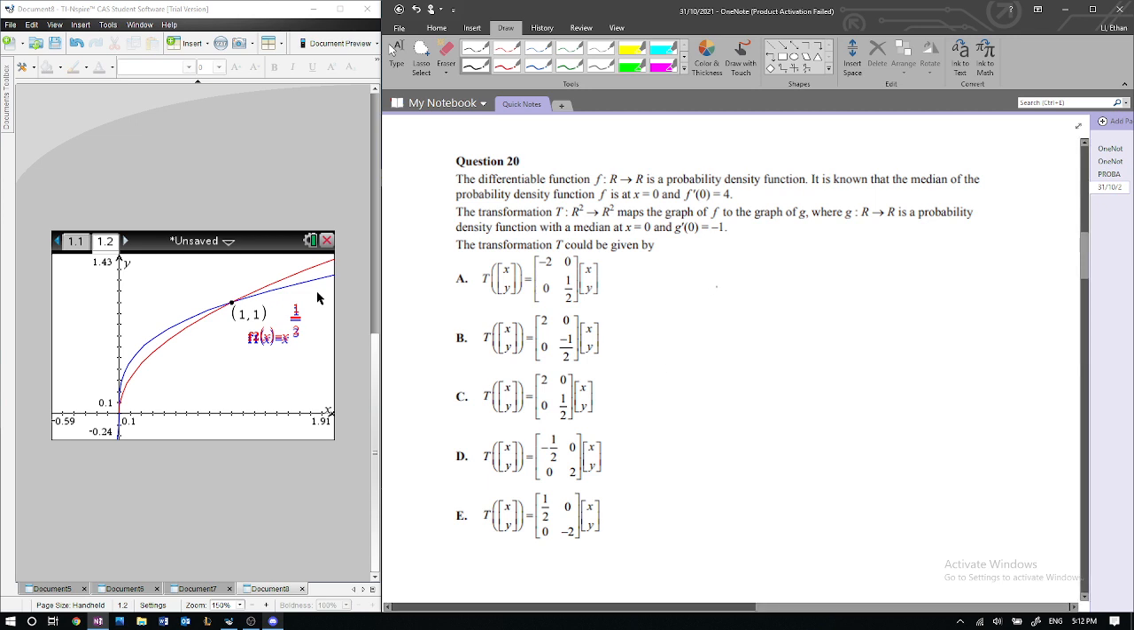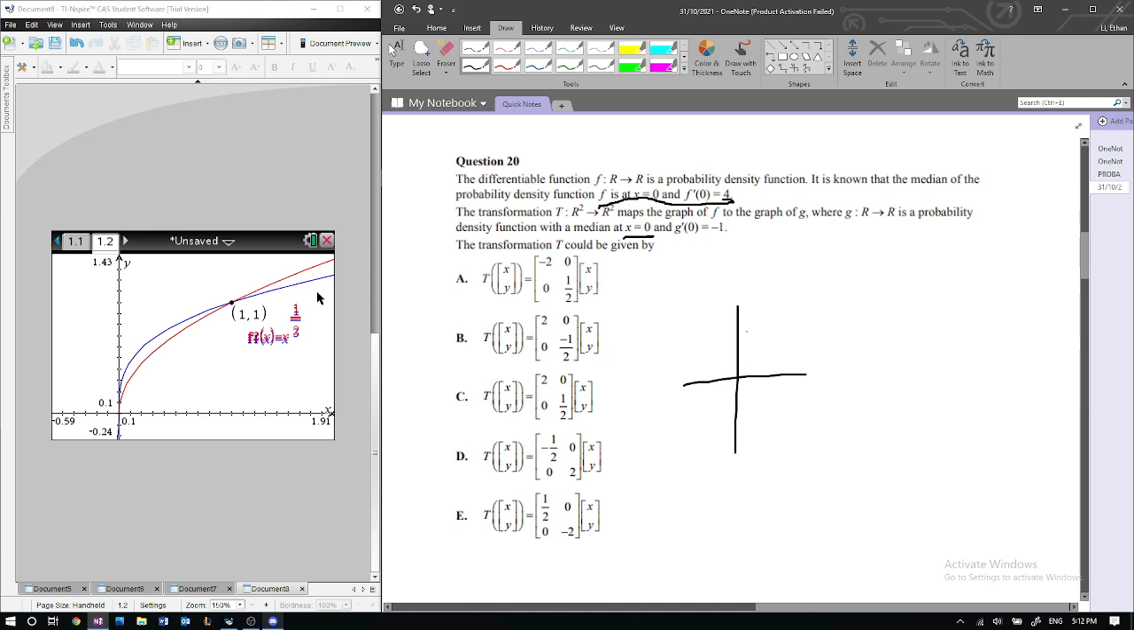So first of all, you get the piece of information that median of f is at 0 and the gradient is 4. So the median doesn't really matter because the median is the same for both. And we'll just focus on this. So f dash 0 is equal to 4. That's saying that the gradient at x is equal to 0 is equal to 4.